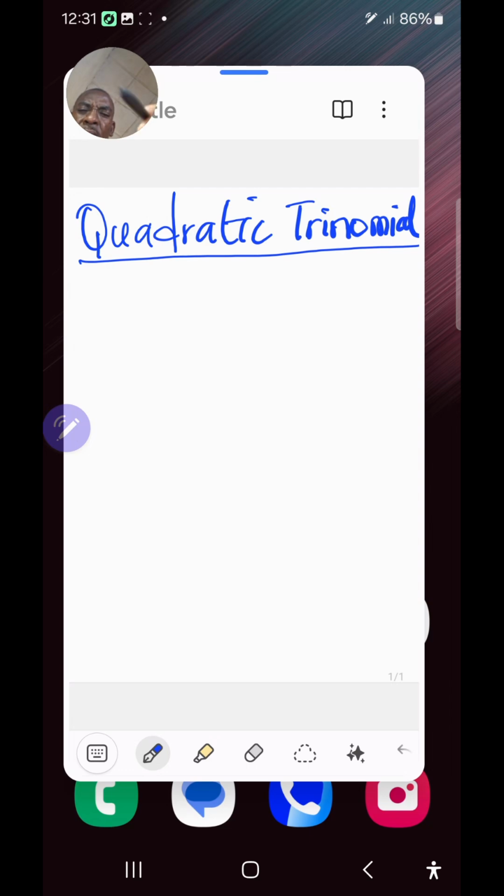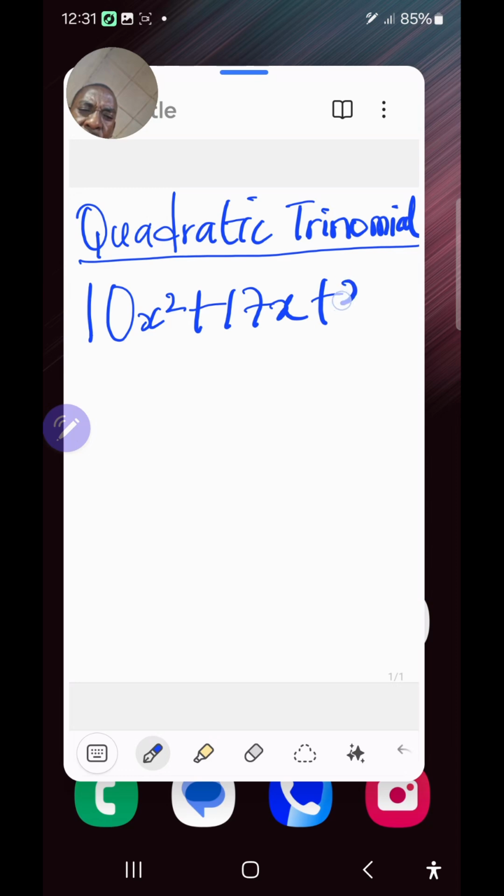So I'm going to show you how to factorize. Now, in factorization, suppose we want to factorize 10x squared plus 17x plus 3. This is what we call a quadratic trinomial because we have 1, 2, 3.